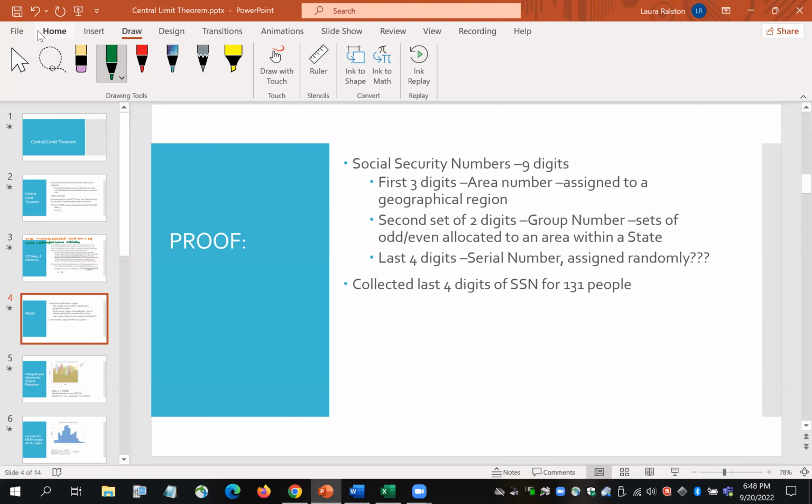The second set of 2 digits is called the group number. And that's a number that's assigned to a particular area within a state, and it has a rotation of odds and evens. So, one year it might be odds, the next year it might be evens. The last 4 digits of your Social Security number are called the serial number, and they are supposedly assigned at random.